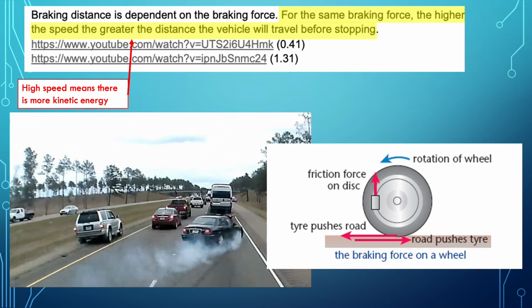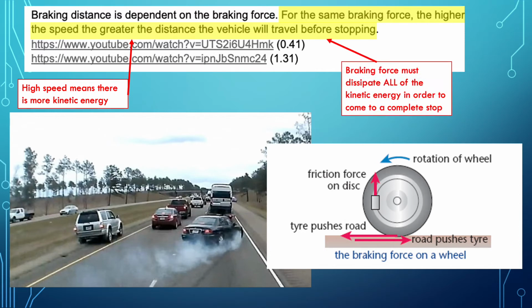Now, in order for your car to come to a complete stop, you need to get rid of all that kinetic energy. So the braking force must dissipate all of the kinetic energy in order to come to a complete stop.